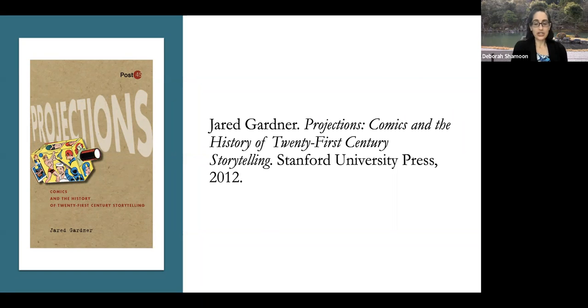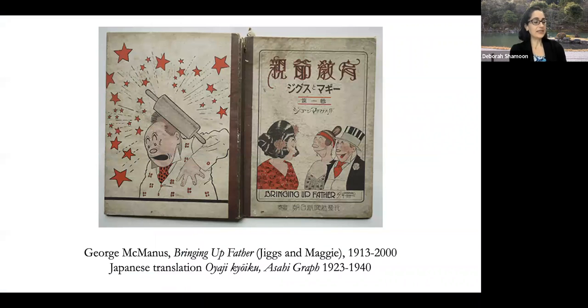And Echner explains that this style came to Japan in 1923 with the publication of the American comic strip Bringing Up Father by George McManus, which was translated as Oyaji Kyoiku and Asahi Graph. And the massive popularity of Oyaji Kyoiku in the 1920s encouraged other newspapers to carry more American comic strips, with most of the successful strips of this era being translated into Japanese.